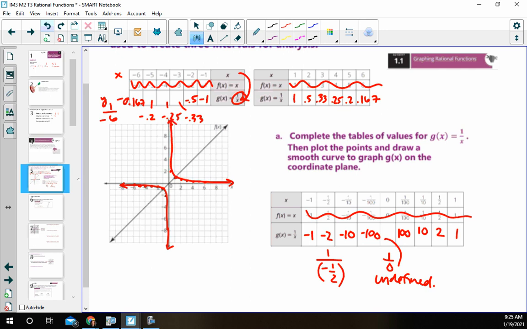So it's going to look like that. So we're actually going to have two asymptotes occurring here, which we'll talk about. There's an asymptote here and an asymptote here that we get really, really close to, but we do not cross.